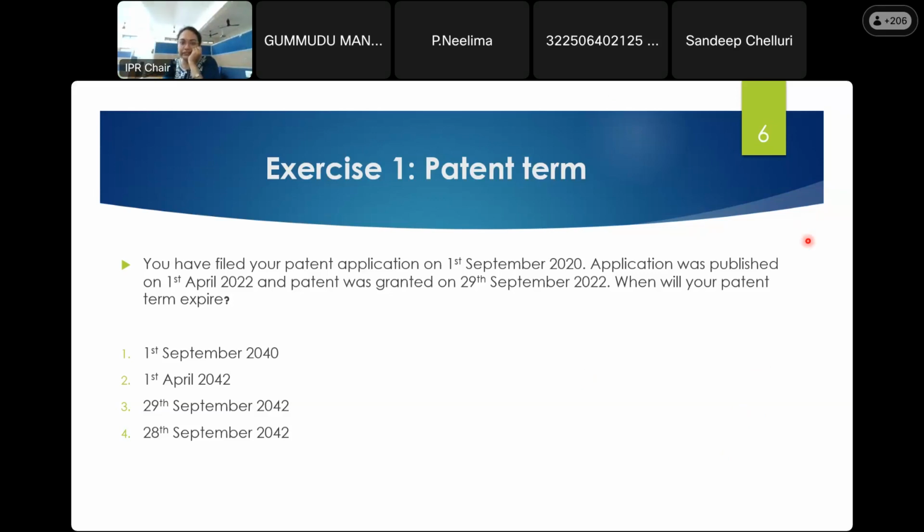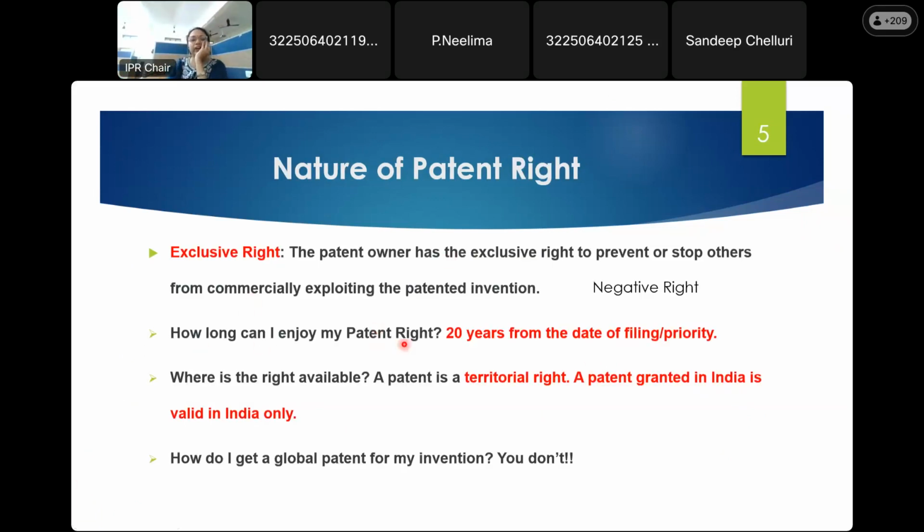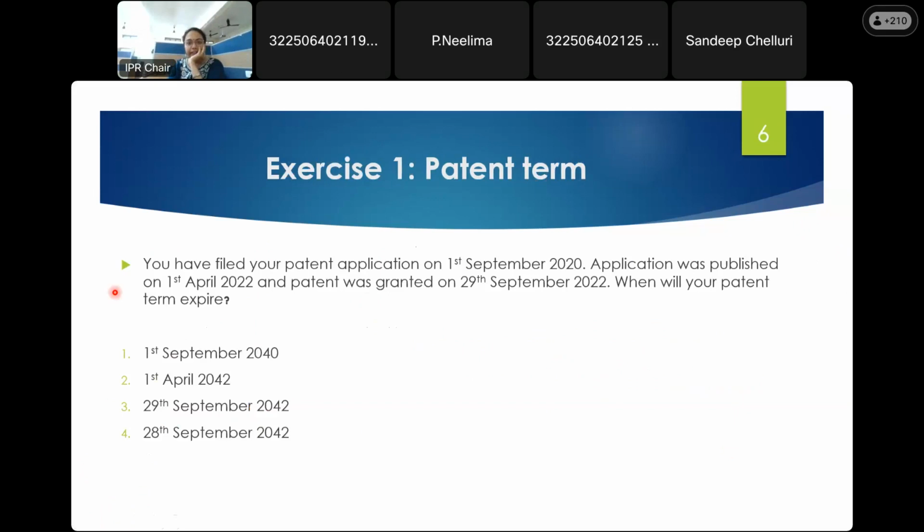I will go to this slide again. How long can you enjoy your patent right? That 20 years is counted from your date of filing. So when you see here, you have filed your patent application on 1st September 2020. Whoever replied that your patent term will be till 1st September 2040, that is the correct answer. If you are saying 29, 28, those are not the correct answer. It is not calculated from the date of grant. It is calculated from the date of filing.